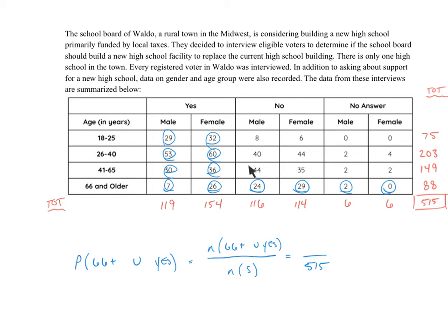I'm not including anyone in any of these groups because they don't meet either of these criteria. Remember, now that I've changed it to a union, we're talking about "or." So anybody who either said yes or is 66 and older is going to count. So these are all the people in those groups. So now we can add up those totals.